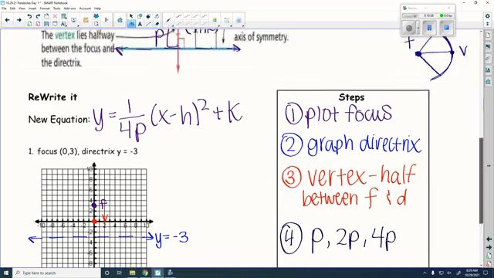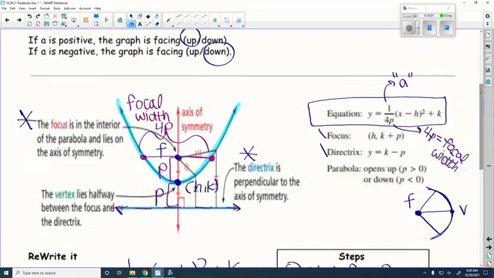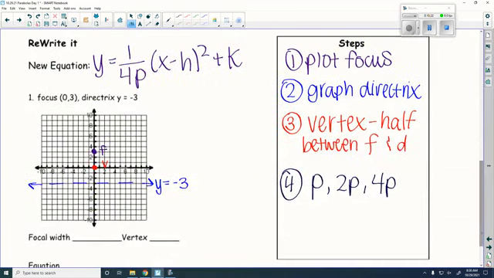If we go back up here, we know p is the distance between the focus and the vertex. We know that 4p is this total width. So what would half of this width be? 2p. That's why we're finding p, 2p, and 4p. So we just multiply p by 2, and multiply p by 4. If my vertex is 3 away from my focus and 3 away from my directrix, then p is 3.